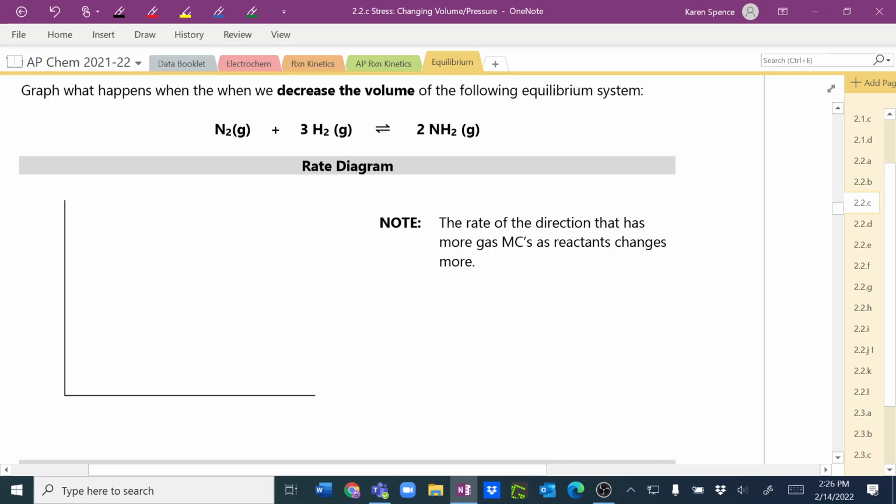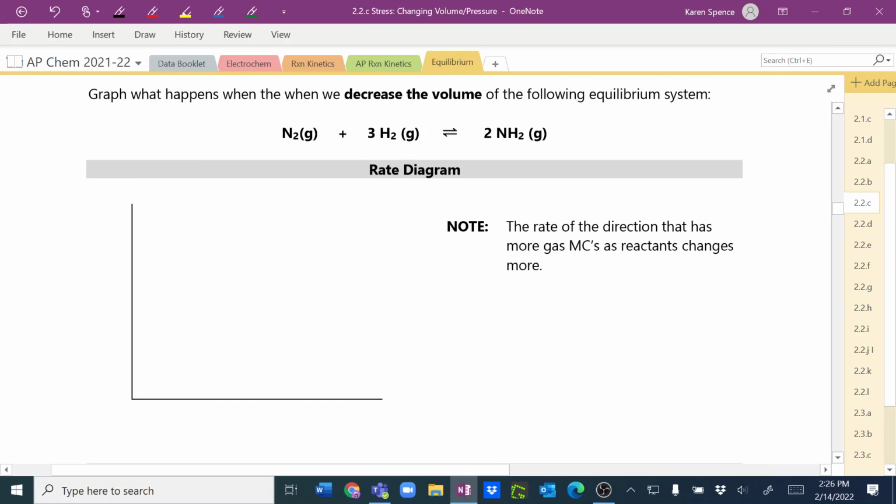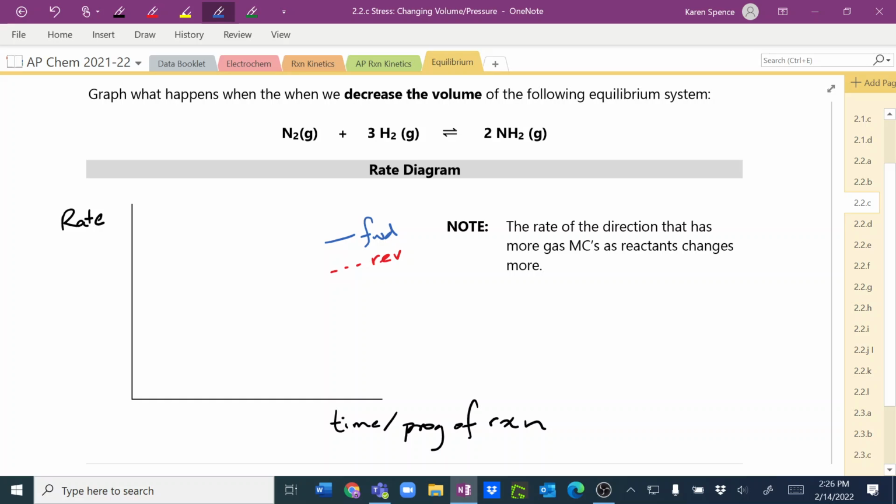So if we're doing a rate diagram, what goes on the x-axis in a rate diagram? On the x-axis, time or progress of reaction. And on the y-axis, rate. We're going to have our forward reaction rate and our reverse reaction rate. And we are starting at equilibrium, so those two rates should be equal. Excellent. And now we decrease the volume.